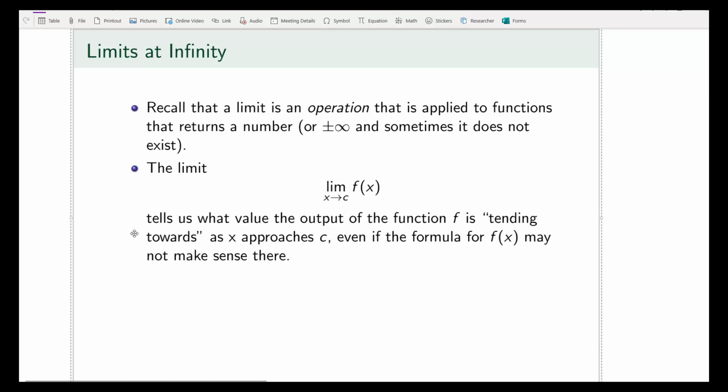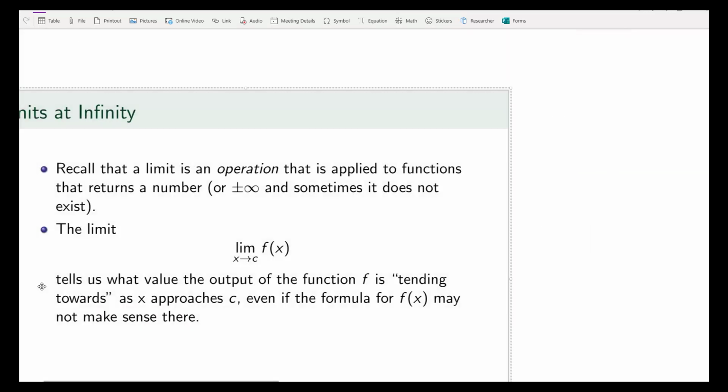So in the past we've dealt with regular limits. This two-sided limit tells us what the output of the function is approaching or tending towards as we send our input close to the number c. And the reason limits are useful is because this can make sense even though the function itself doesn't make sense if we actually plug in the number c here.